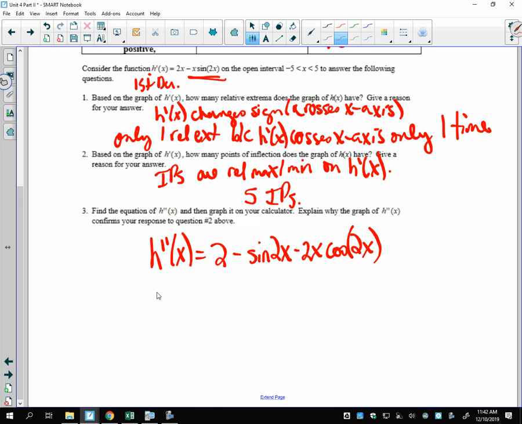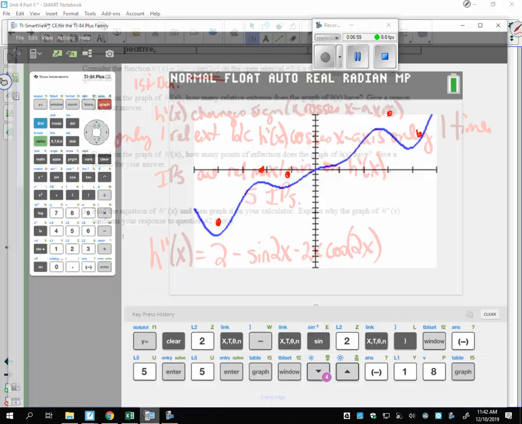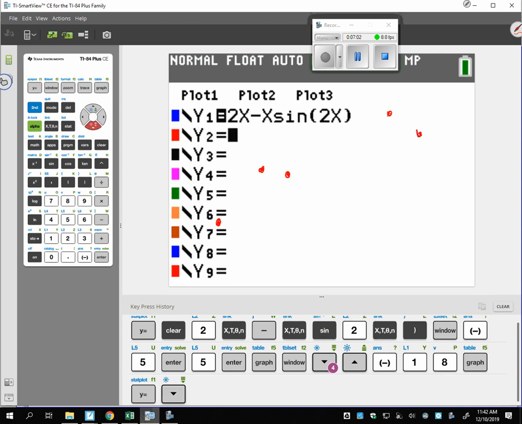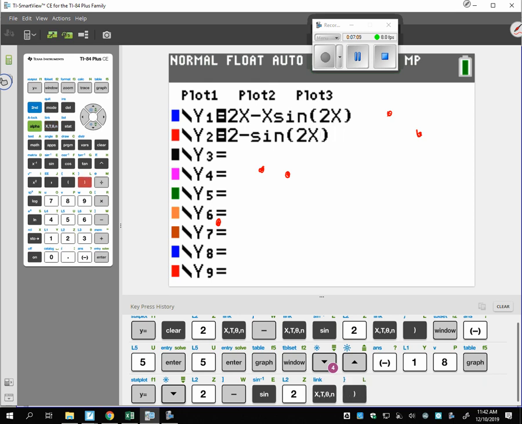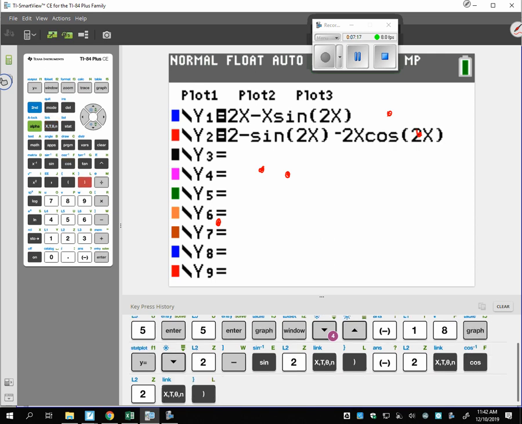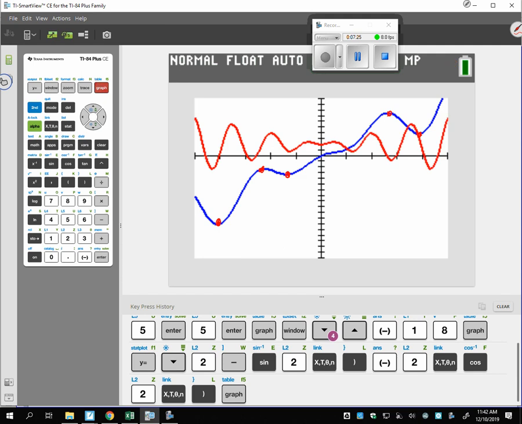And then I'm going to graph that and see what I get here. So 2 minus sine of 2x minus 2x cosine of 2x. Was that right? Let me check. 2 minus sine of 2x minus 2x cosine of 2x. And then how does this confirm? Whoa, that's a crazy second derivative, isn't it?